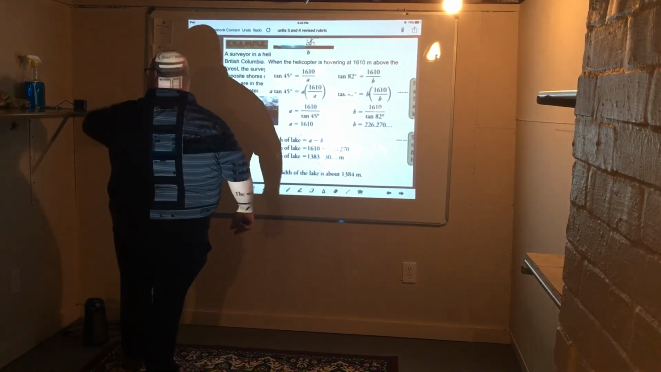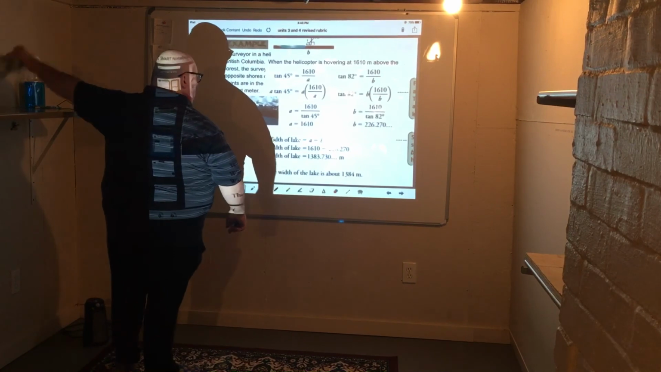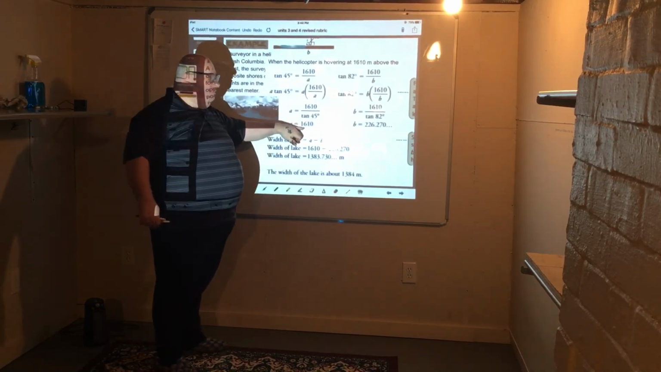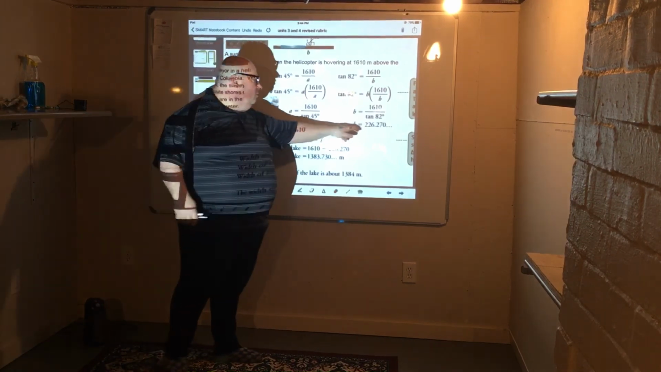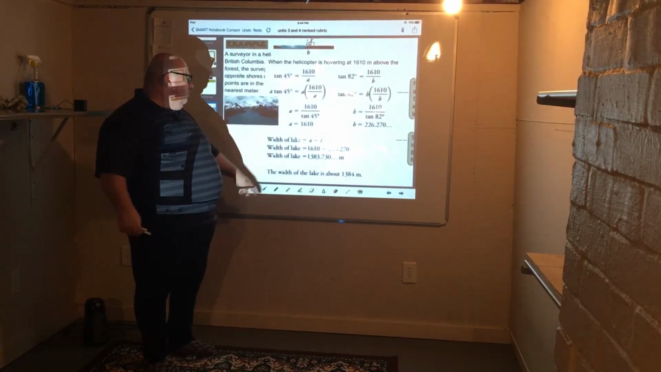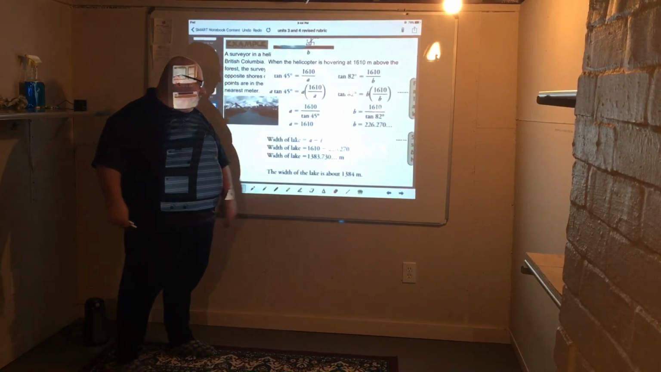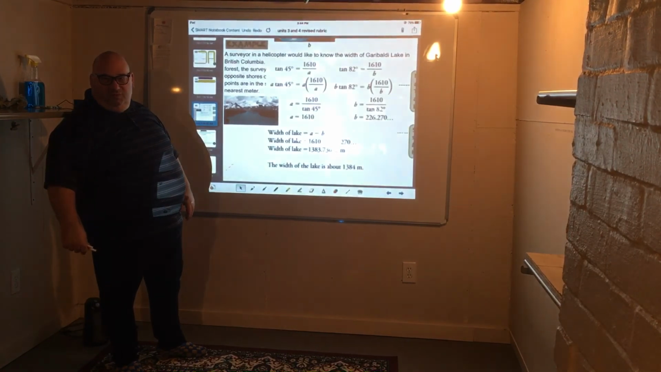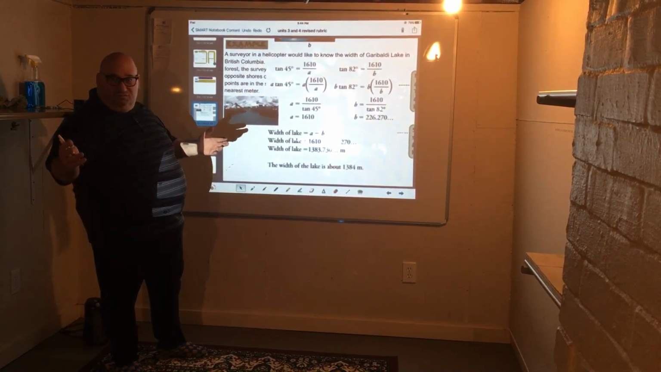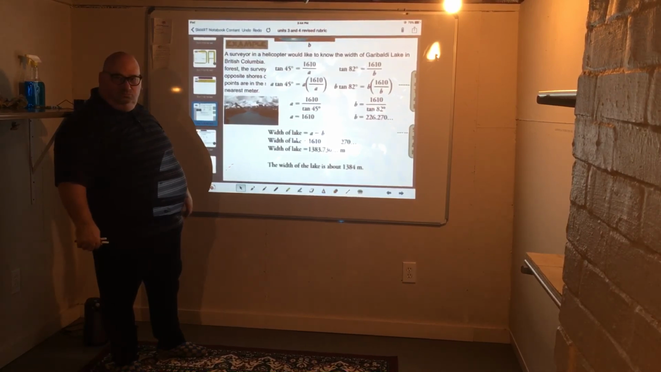So the width of the lake then will be 1610, that's the big long chunk, minus the little part, 226.27, and we get the width of the lake as being 1,383.73, or to the nearest meter, 1,384 meters. Does that make sense? Questions? No.